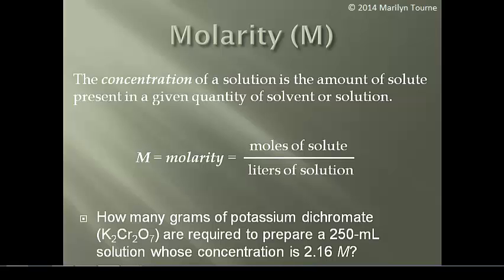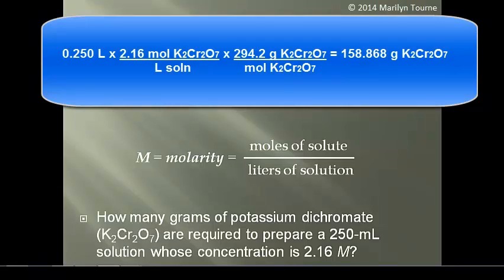So I would start with the 250 mL of solution. But since the definition of molarity is moles per liter, I'm going to go ahead and convert that milliliters to liters. So instead, I'm going to say 0.25 liters, and then I'm going to multiply that times the molarity that they give me. So it's 0.25 liters times 2.16 moles of solute, which would be moles of potassium dichromate per liter of solution. So the liters cancel out.